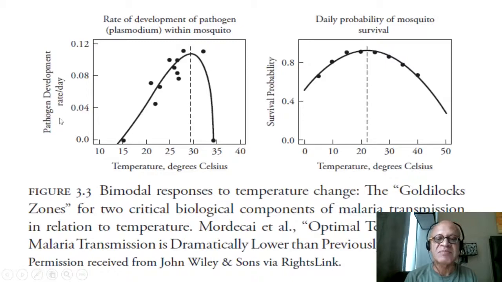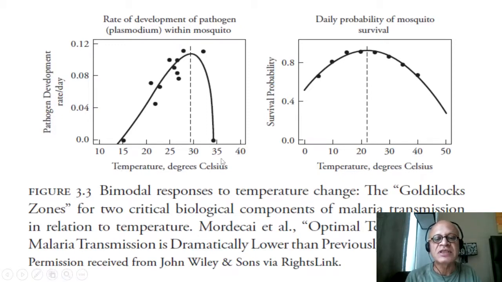This is another example of the bimodal responses to temperature change, so-called Goldilocks zones for two critical biological components of malaria transmission in relation to temperature. So you can see the pathogen development rate per day. That's the rate of development of Plasmodium within the mosquito itself, and it has this inverted U shape. This kind of shape appears in many places. I won't go into the details, but often it becomes what is called the Kuznets curve in some instances of environmental damage versus per capita GDP and so on.